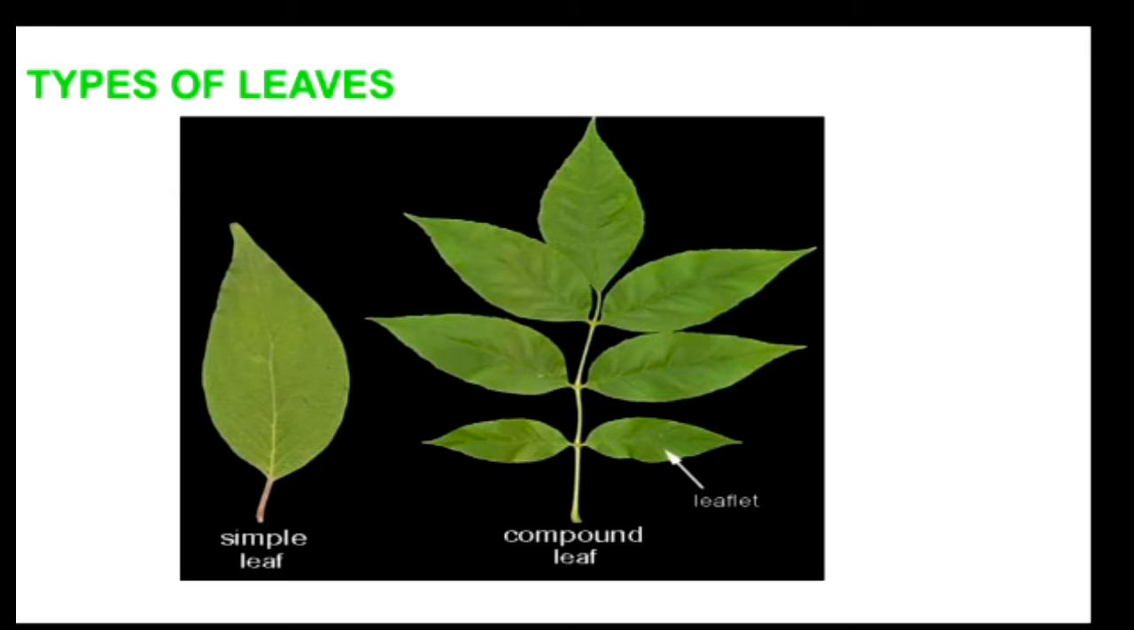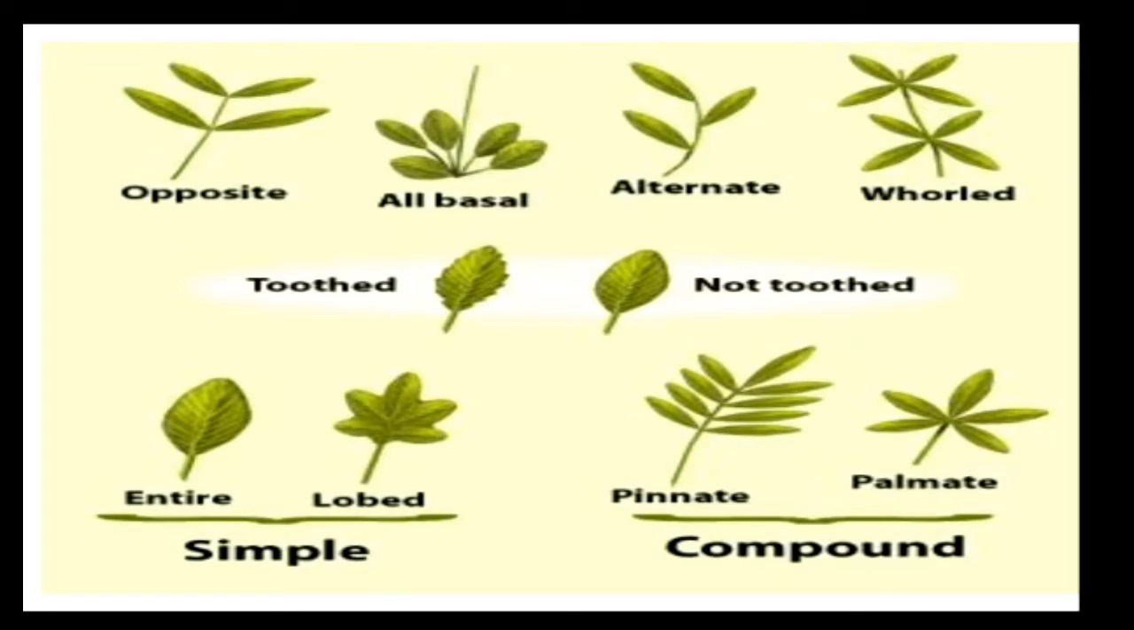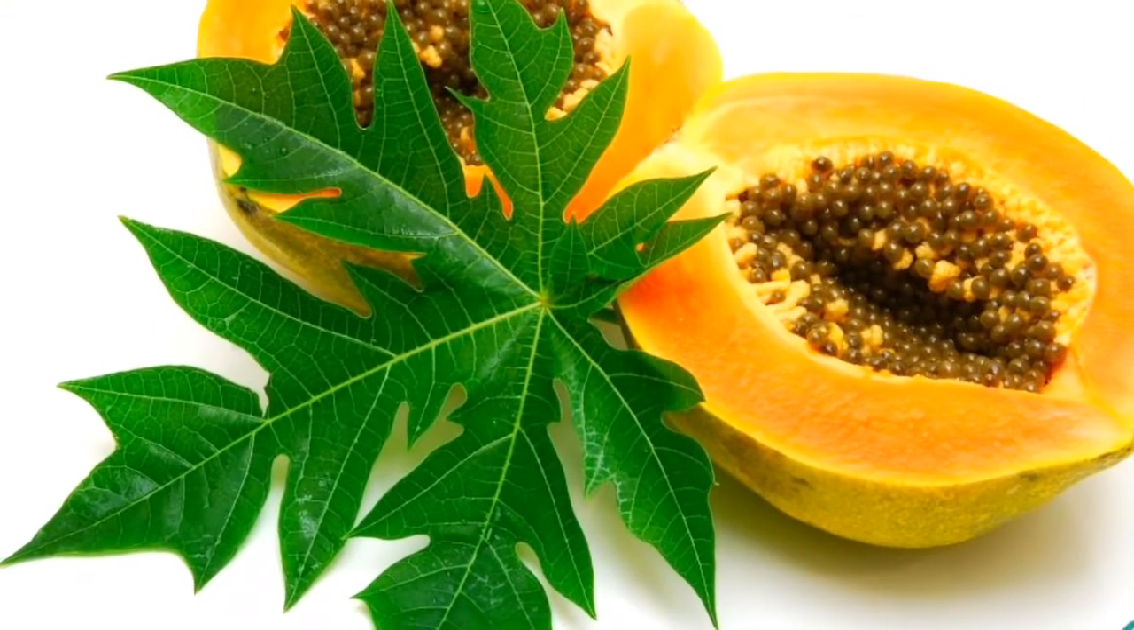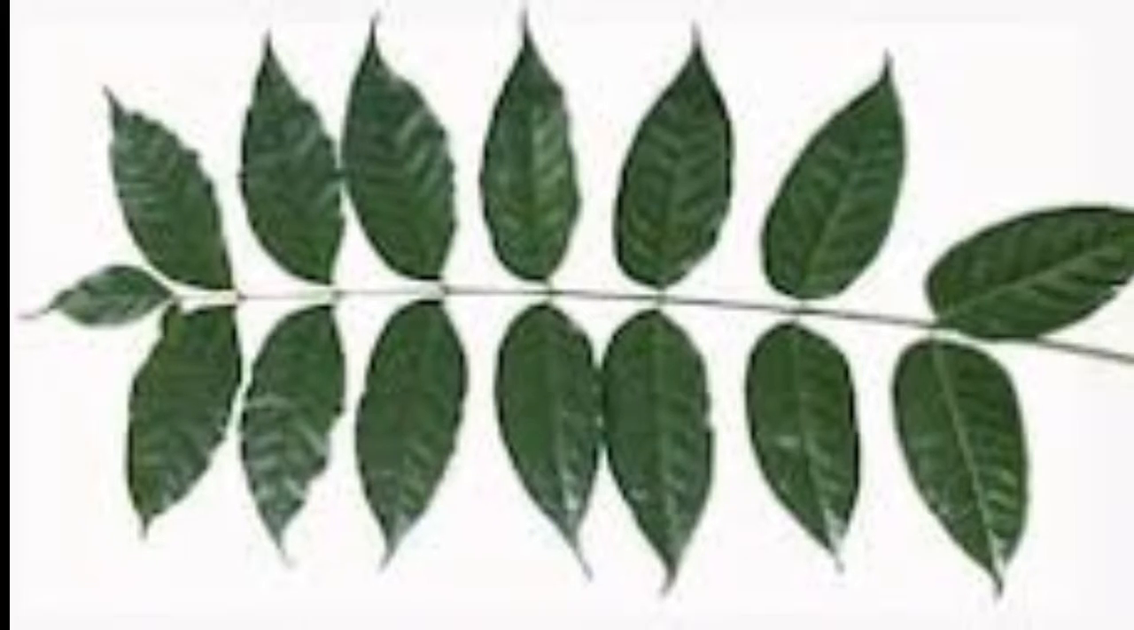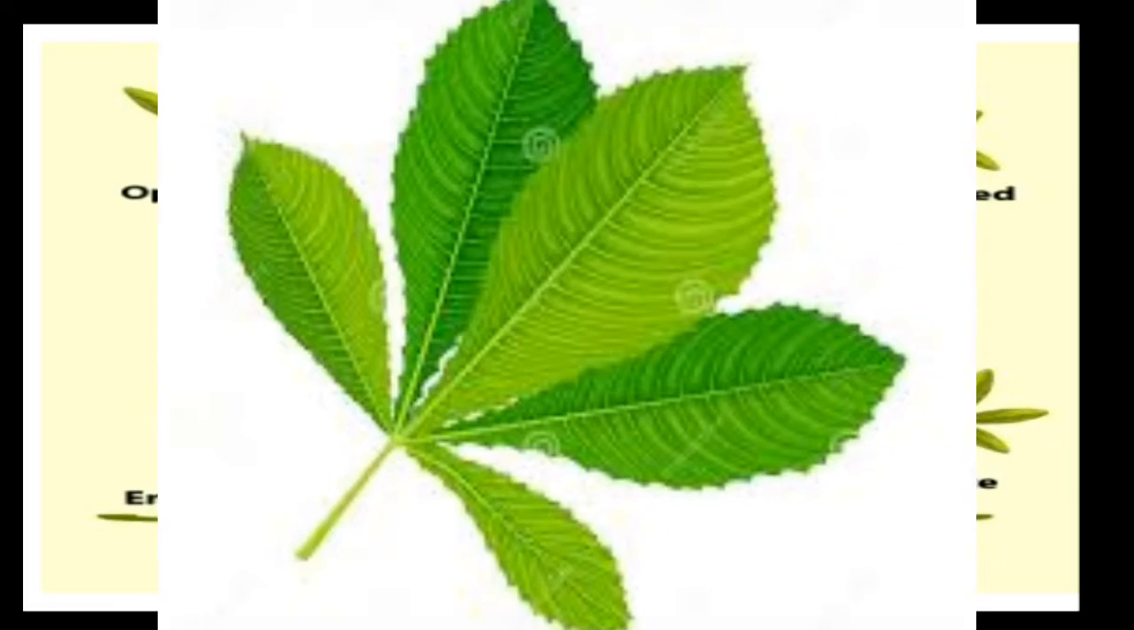A leaf with a simple lamina is said to be a simple leaf. For example, hibiscus. A leaf with two or more laminae is called a compound leaf. In a compound leaf, the lamina is known as leaflet or pinna. The simple leaf may be entire or lobed. We can see lobed simple leaf in papaya. There are two types of compound leaves, pinnately compound leaf and palmately compound leaf.